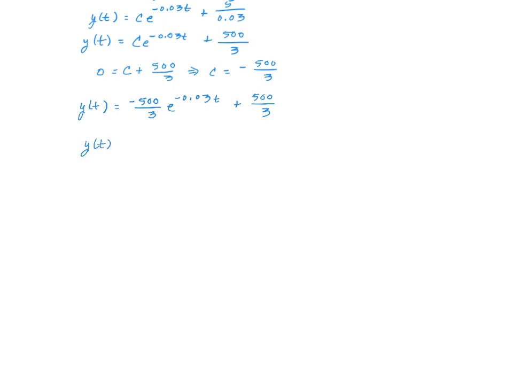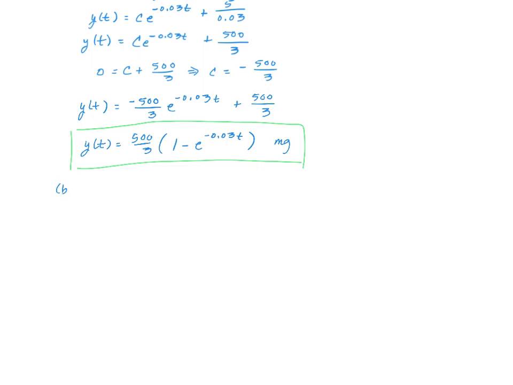Again, don't have to do this, but I see that I have a 500 over 3 in both terms. So I'm going to factor out the 500 over 3, and I'm also going to change the order because it's going to be a minus e plus 1. So I'm going to write it as 500 over 3 times 1 minus e to the negative 0.03 t. This would be the solution, and y is in milligrams, by the way. So we might want to remember that.